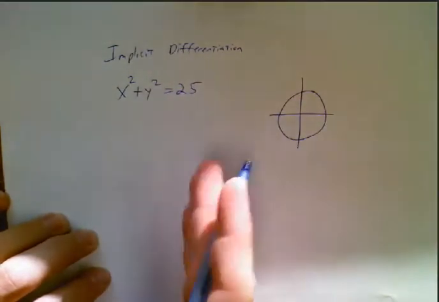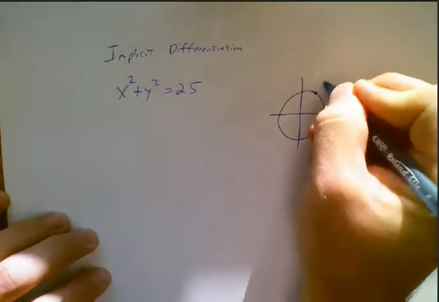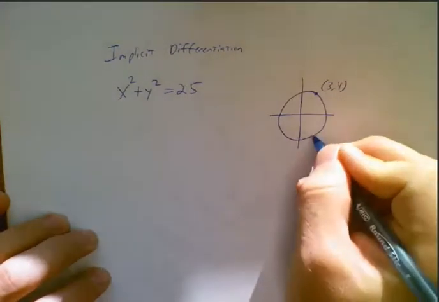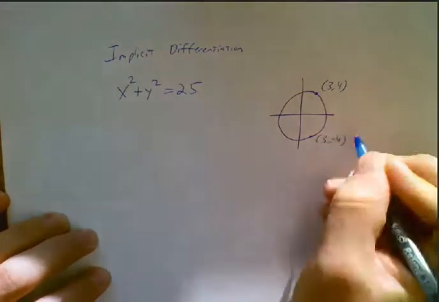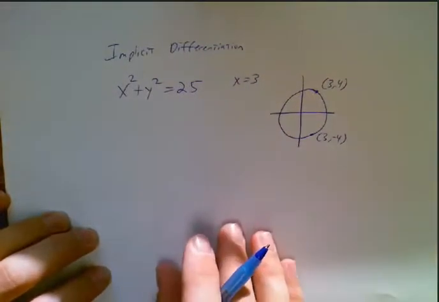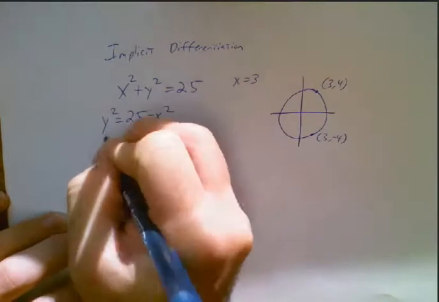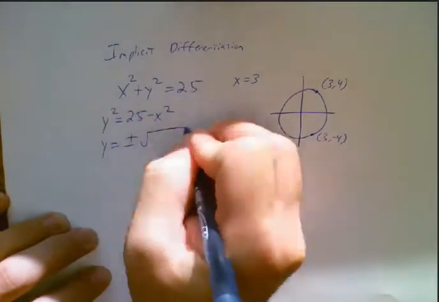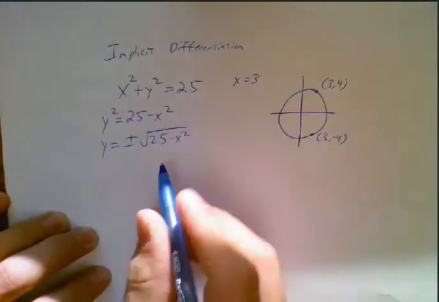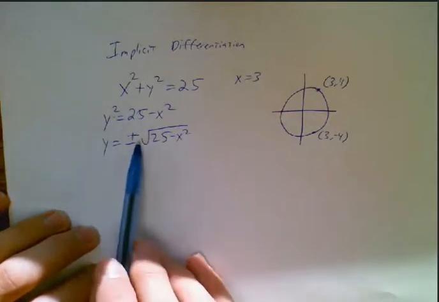So they could ask you, find the tangent line, whatever, when x equals 3. So when x equals 3, we're at 3, 4, or we could be at 3, negative 4, right, when x equals 3. So based on the rules we know so far, you would solve for y. And then the hard part here is you got to deal with this plus or minus. And we've talked about this before. When you take the square root, you got to consider the plus and minus.